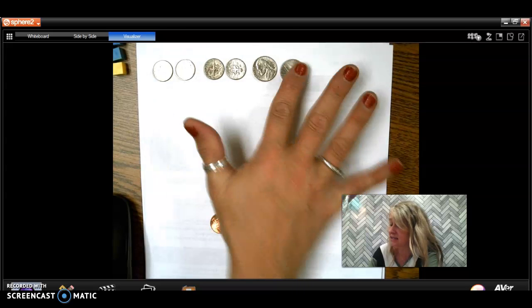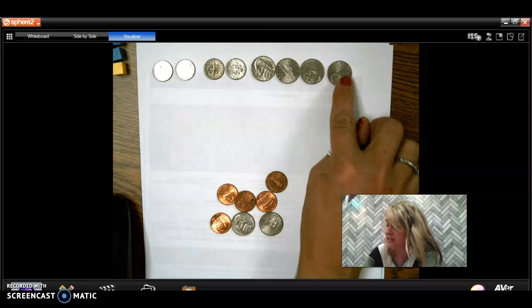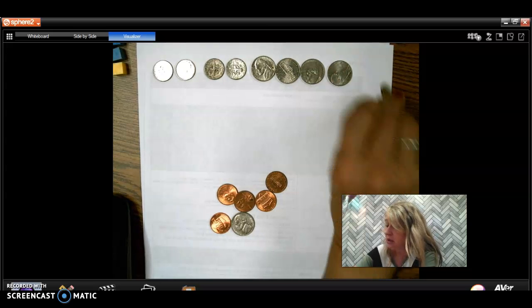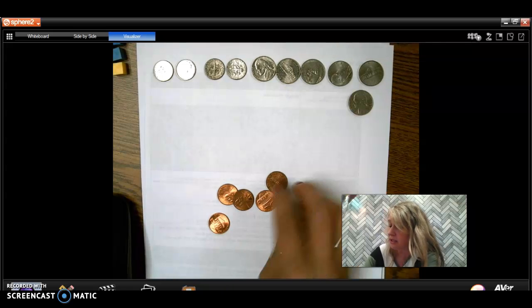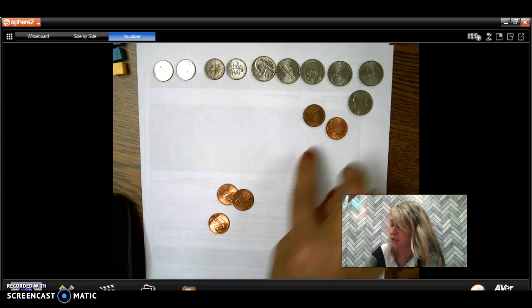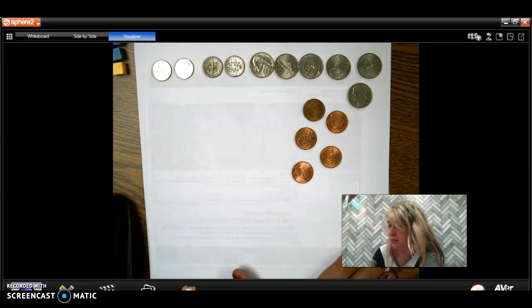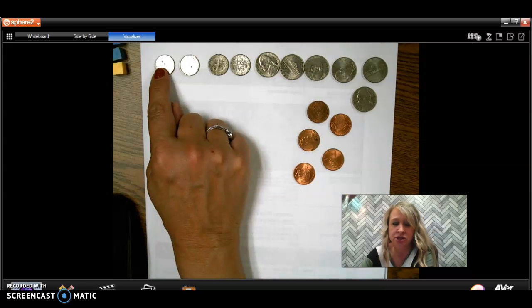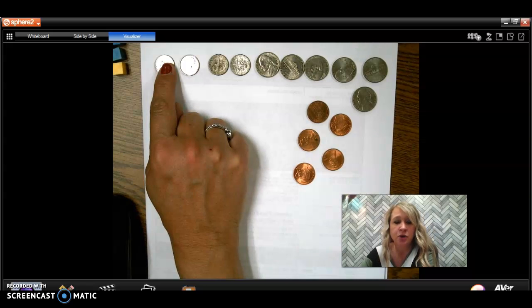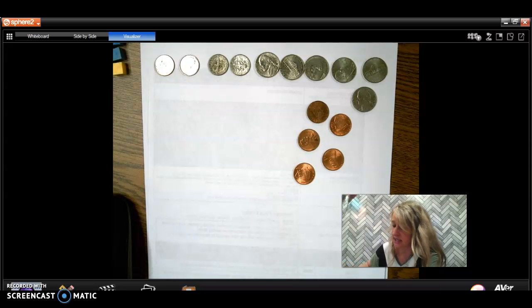5 cents. Excellent. Now, the coin with the least value is the penny. How much is a penny worth? 1 cent. Phenomenal. All right, so we're going to start right here with our largest value. And we're going to count by what? Tens, because that is a dime.